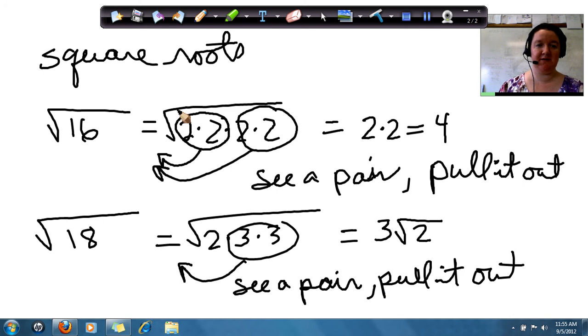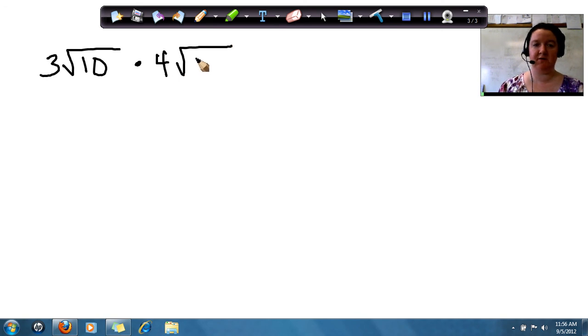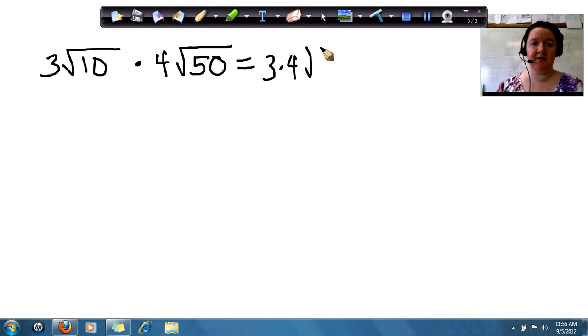Let's look at a slightly more complicated square root. Here, if I had something like this, 3 square root 10 times 4 square root of 50. The first thing we want to do is multiply the numbers that are in front together. So I'm going to get 3 times 4, and then I'm going to take what's underneath the root and put it under here, 10 times 50.